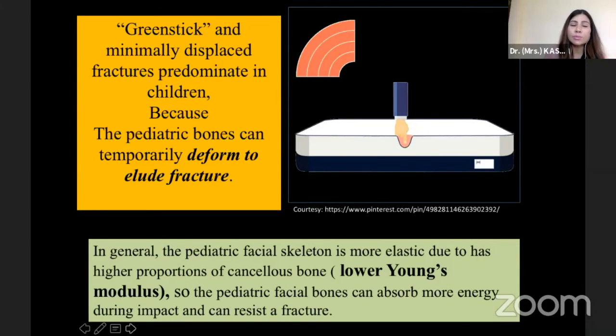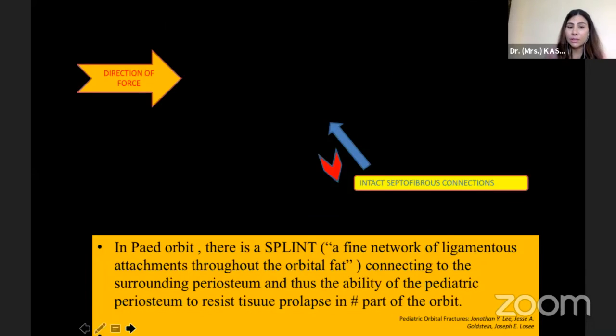This is a minimally displaced fracture which predominates in children because pediatric bones are very elastic and they deform to elude the fracture. In general, pediatric bones are very cancellous, so this is against the Young's modulus. We know that Young's modulus is directly proportional to stiffness. Because pediatric bones are less stiff and more elastic, they can absorb more energy during impact and can resist the fracture.